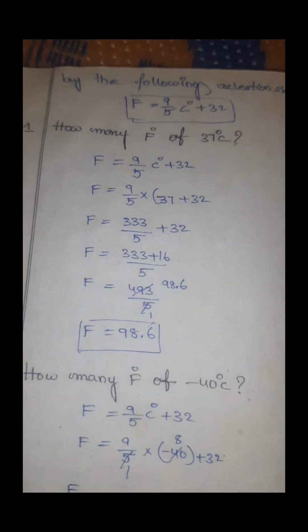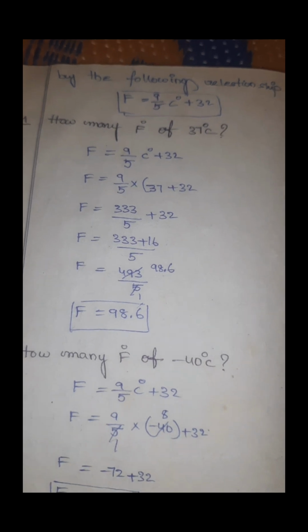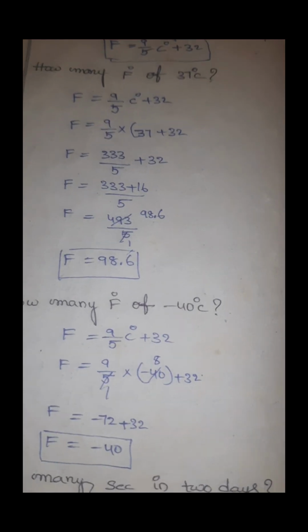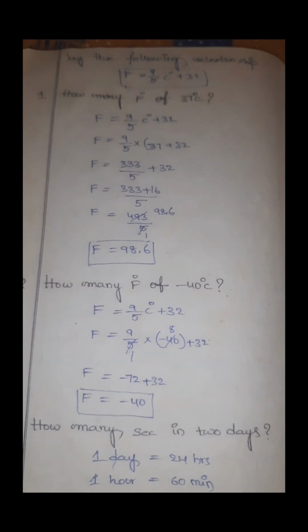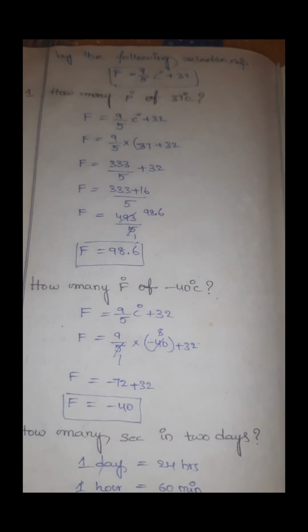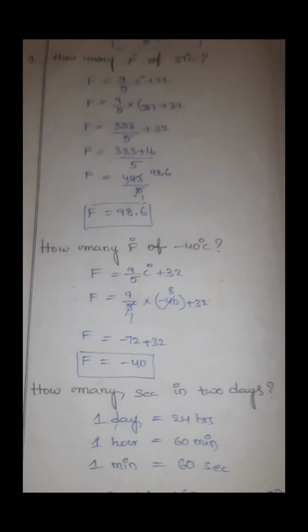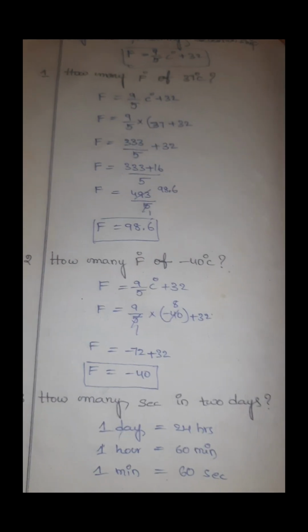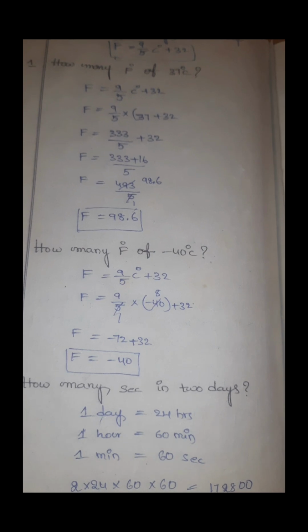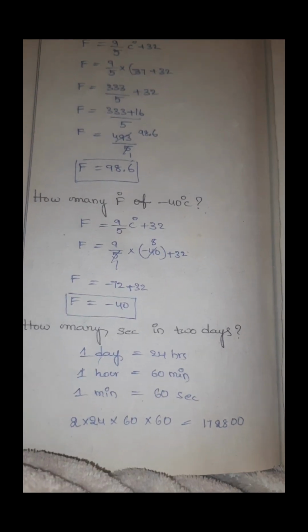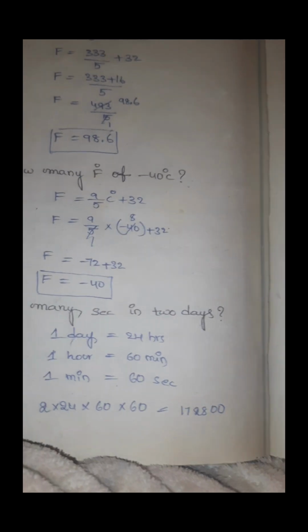For example, the question given: how many Fahrenheit is 37 degrees centigrade? That is 98.6, the normal body temperature of a human being. How many Fahrenheit is minus 40 degrees centigrade? On the scale, minus 40 and plus 40 are the same. How many seconds in 2 days? You have to calculate in a similar way.